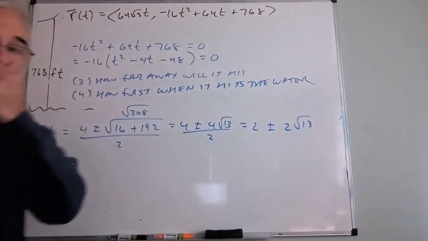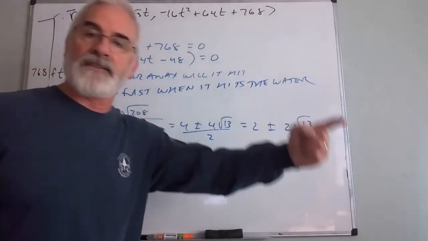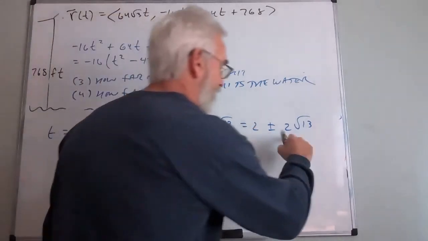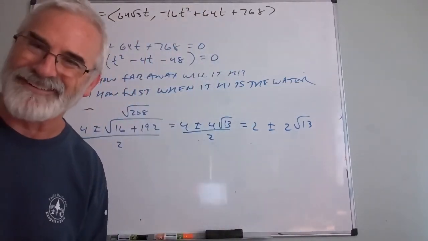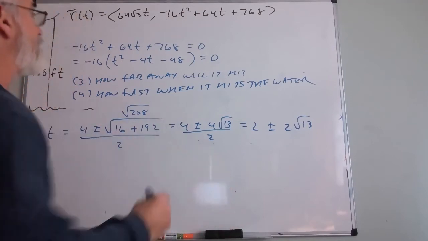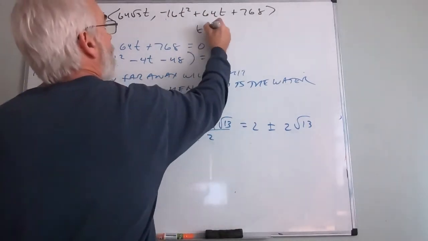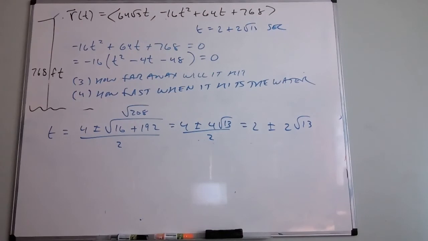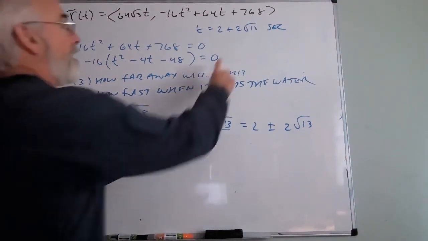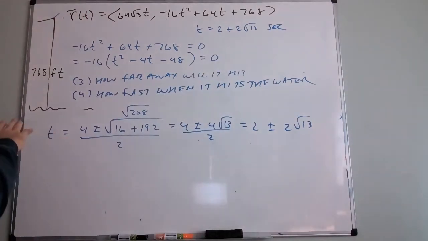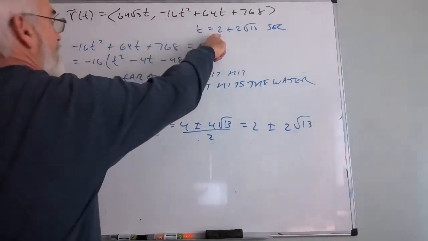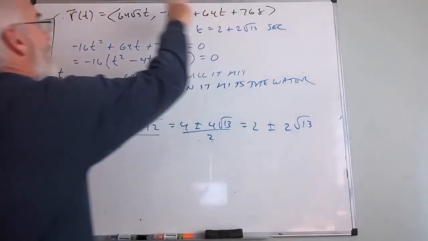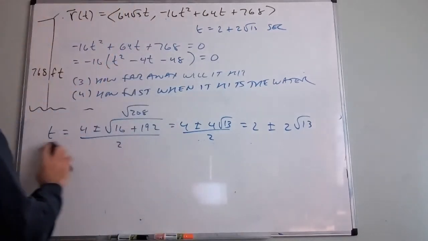Now we're finding the time it's going to take to hit the water. Time can't be negative. 2 minus 2 root 13 is negative. So the time has to be 2 plus 2 root 13. So the time is 2 plus 2 root 13 seconds. That's how long it's going to take to hit the water. The next question is how far away will it hit? I'm going to plug that into that. Then I'll know how far away it hits.